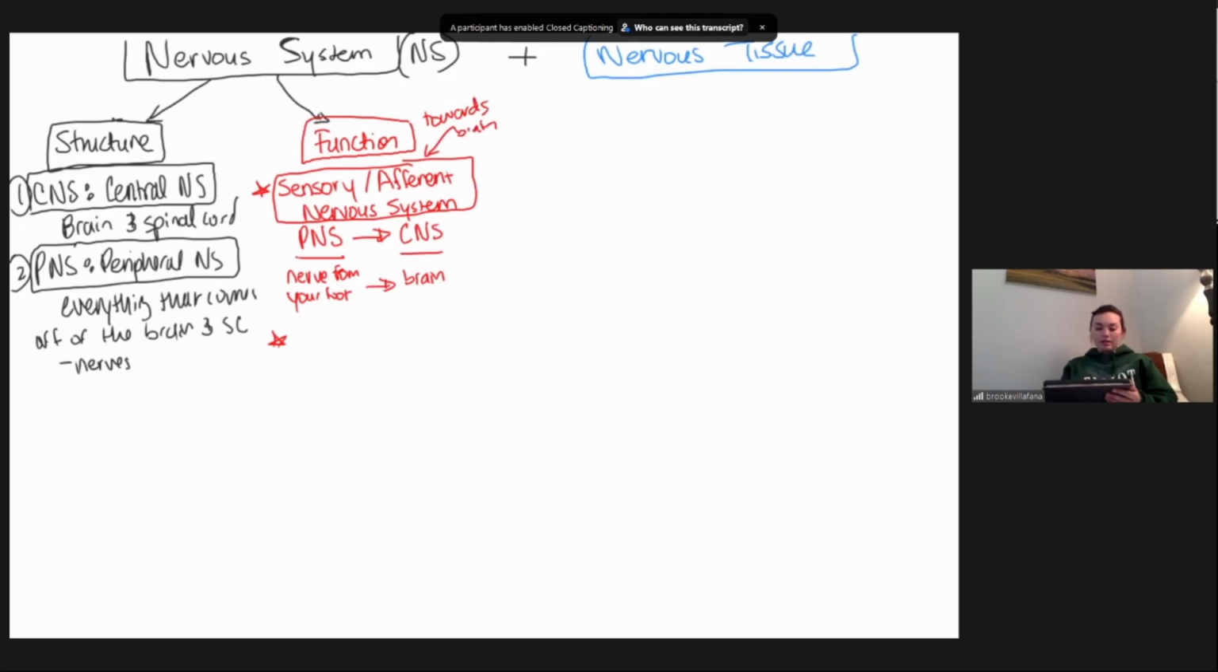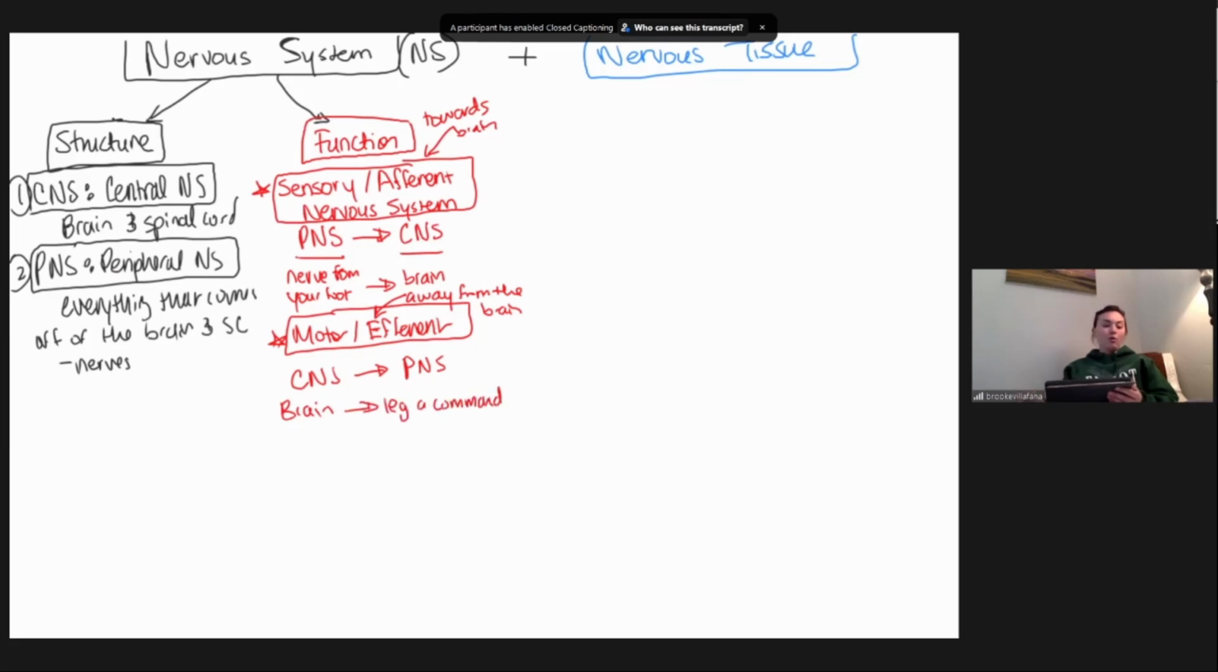The other one is motor or efferent. EF means away, so this is away from the brain. This is going from the central nervous system to the peripheral nervous system. For example, your brain is sending your leg a command, telling it to move, to kick, or if you stepped on that Lego, to pick up your leg and not keep stepping on it. So sensory, afferent nervous system; motor, efferent nervous system.